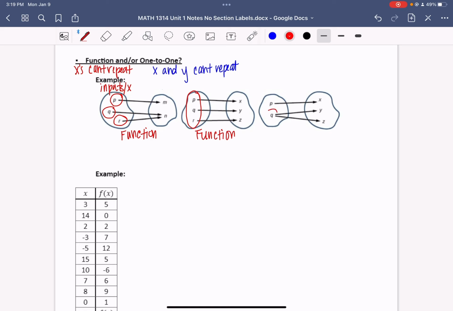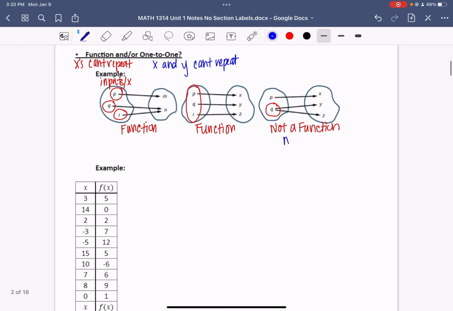Well, you've got to have a bad example, right? So you can see the difference. Do you see how there's two arrows coming out of that Q? We would say not a function. Now, because this does not qualify as a function, it's also not one-to-one. We're not even going to check that one. Let's go back to the beginning. X's and Y's can't repeat.